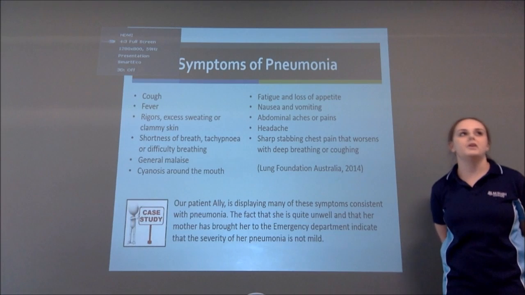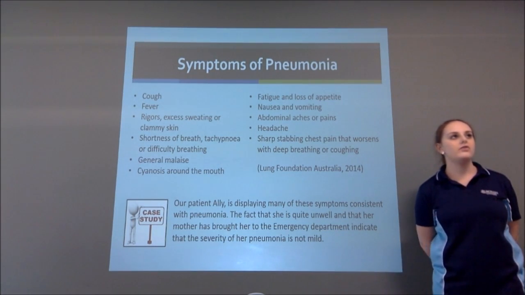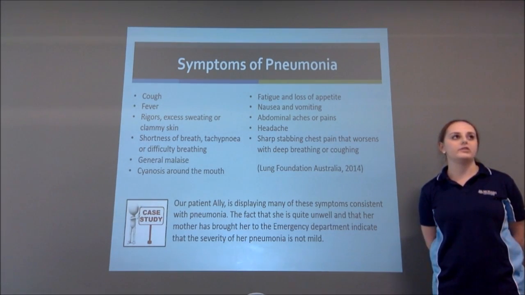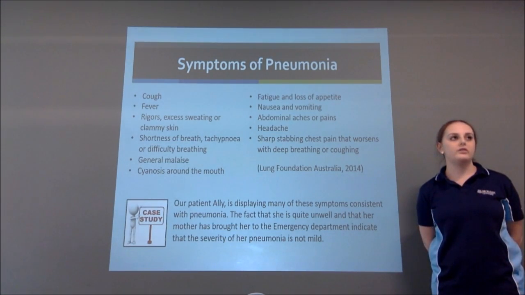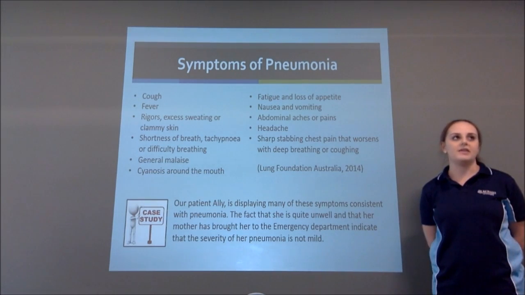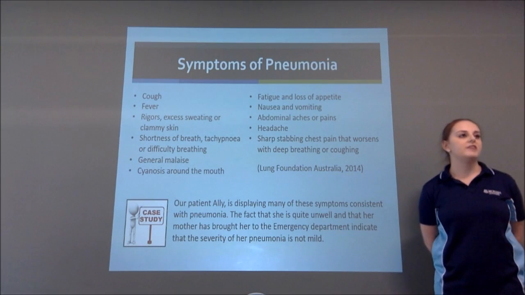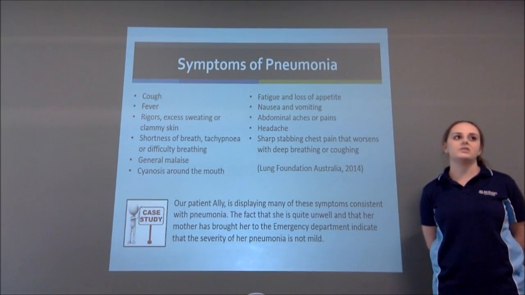So symptoms of pneumonia. The symptoms of pneumonia can vary depending on an individual's risk factor and may include cough, fever, rigors, excess sweating or clammy skin, shortness of breath, tachypnea or difficulty breathing, general malaise, fatigue and loss of appetite, nausea and vomiting, abdominal aches or pains, headache, sharp stabbing chest pain that worsens with deep breathing or coughing, and cyanosis around the mouth. In regards to our case study, our patient Ali is displaying many of these symptoms consistent with pneumonia.